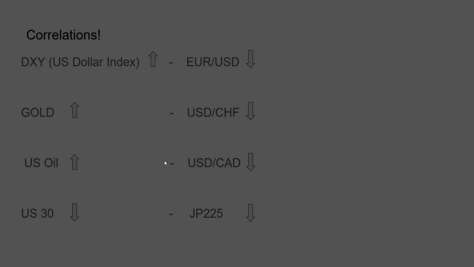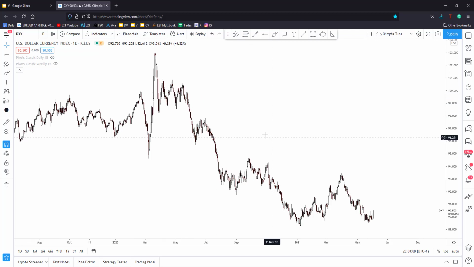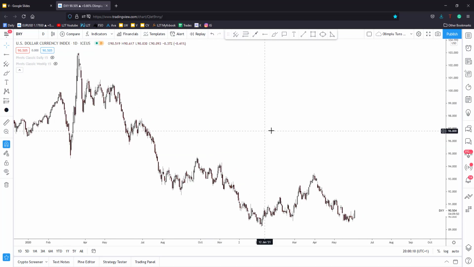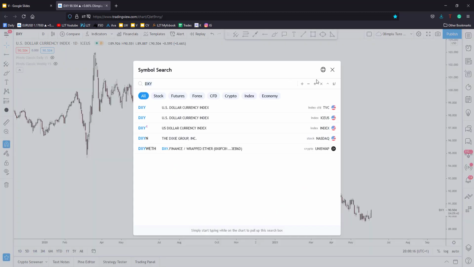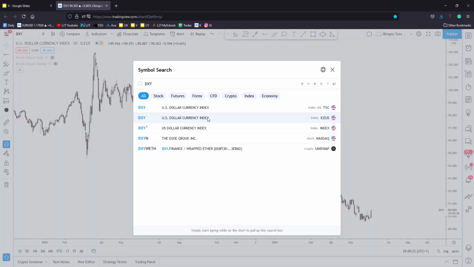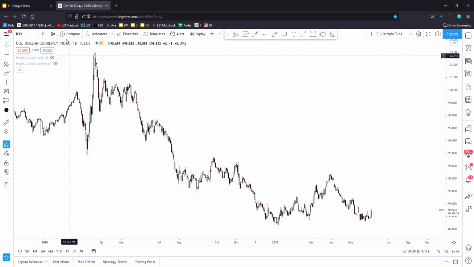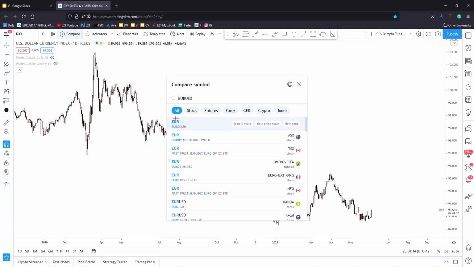Okay, and let's take a look at our platform here. For this trading tutorial I will use TradingView, this platform, and let's start here with the DXY. To identify correlations, you will maybe use the DXY, the US dollar index, and click here, compare. Let's start with the euro versus the US dollar. And you have here same scale, new price scale, and new pane.